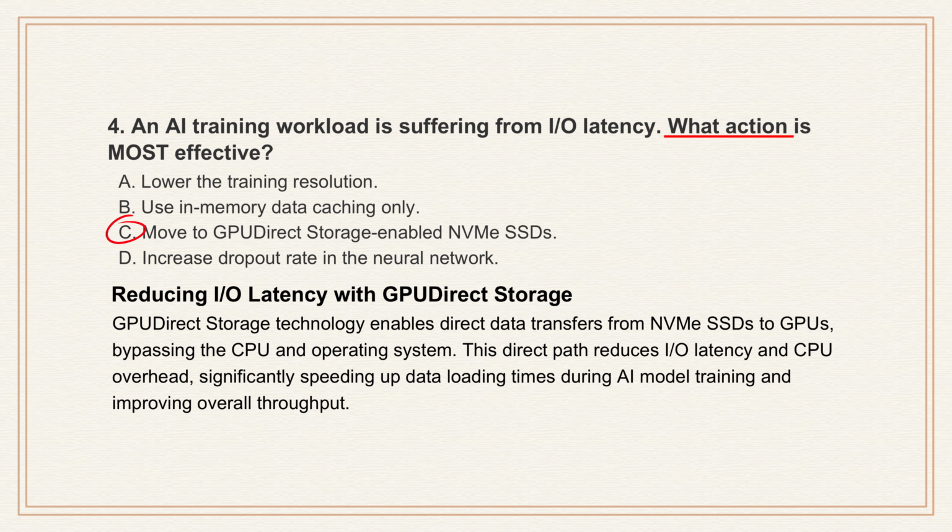Right. The source even contrasts this, noting that software changes like tweaking training parameters, dropout rates, image sizes, stuff you might try first, they just don't hit that fundamental hardware bottleneck in the data path nearly as effectively as GPU direct storage does. That really makes it clear. Faster data access means faster training. It's tackling the root cause.